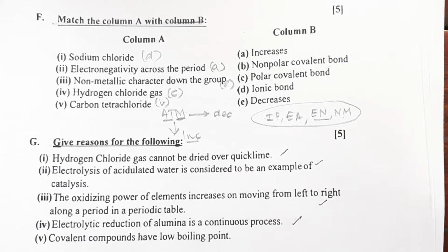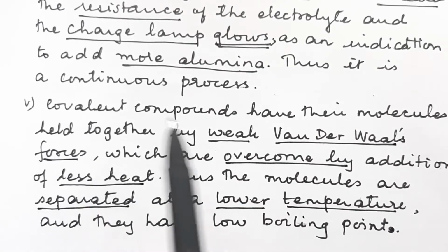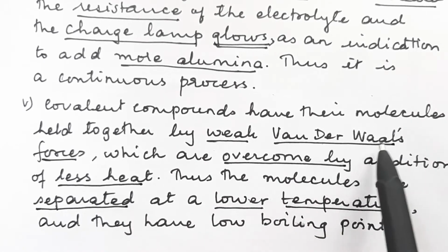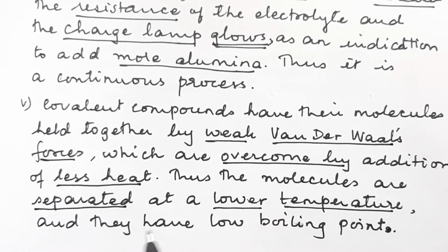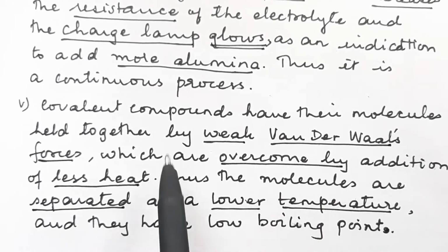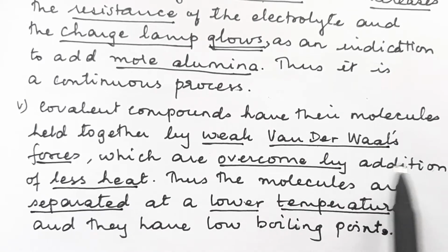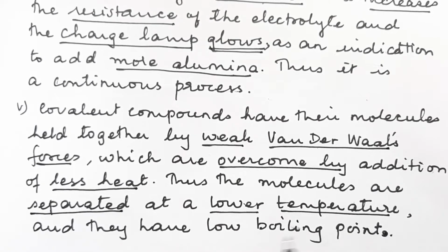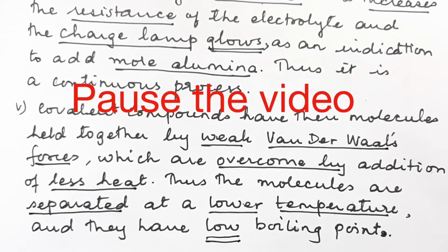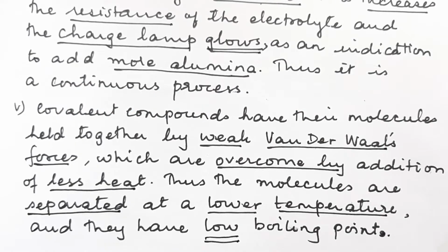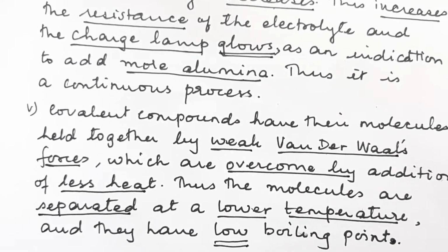So we will write that in this form. Covalent compounds have their molecules held together by weak van der Waals forces. So this is the first keyword, which are overcome by addition of less heat. What is overcome? These weak van der Waals forces are overcome by addition of less heat. Thus, the molecules are separated at a lower temperature and they have a low boiling point. Okay, put this video on pause, write it down, underline the keywords. With this, we have finished section 1. Alright, so that is 40 marks complete.